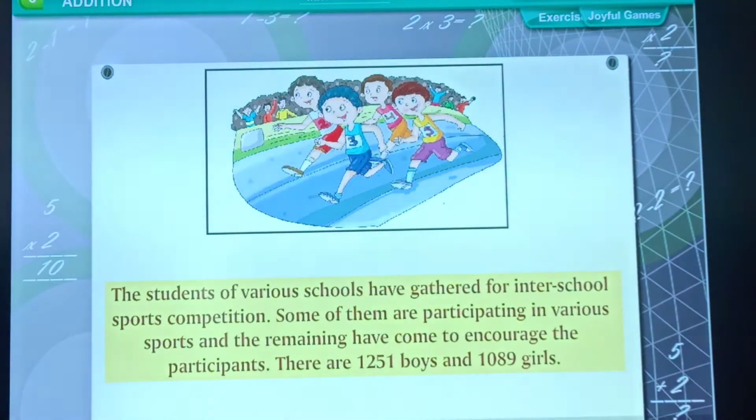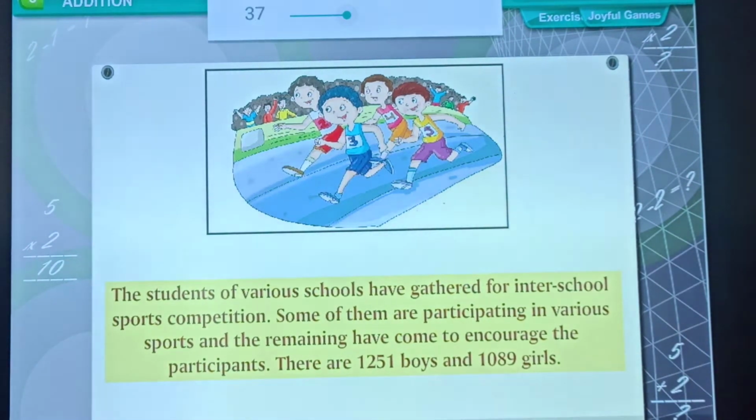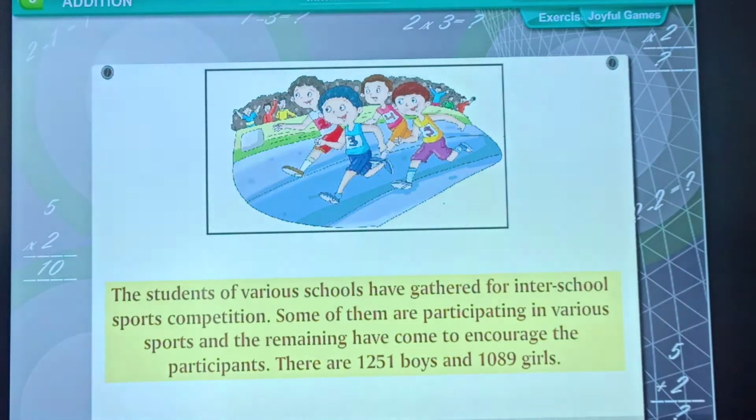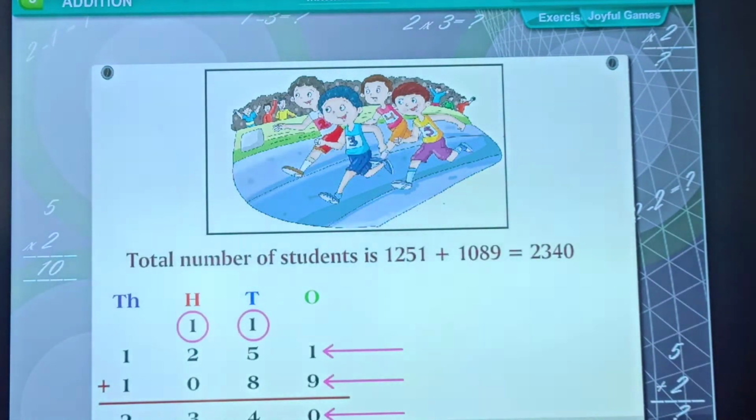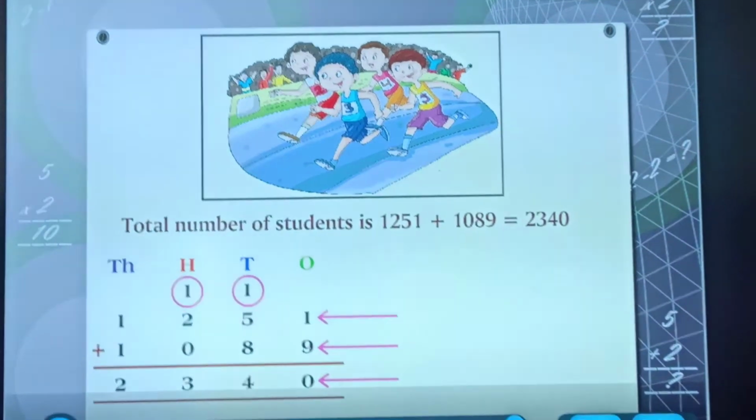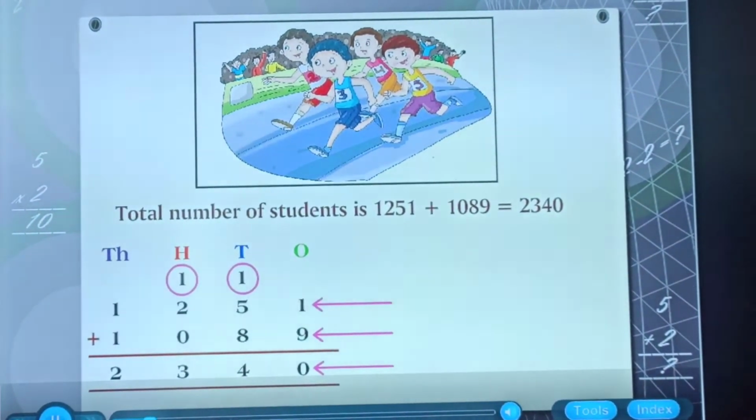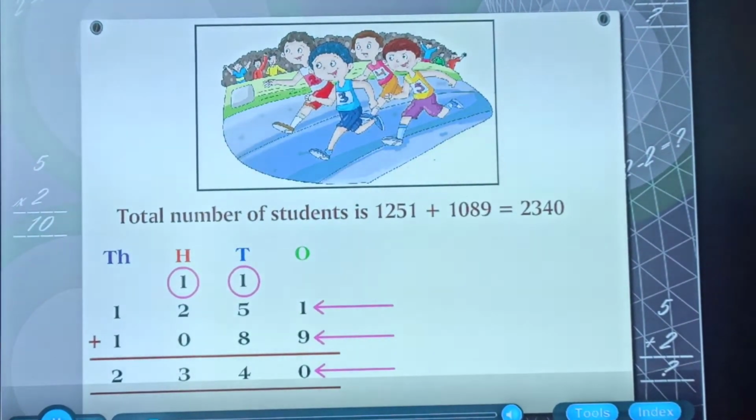The students of various schools have gathered for an inter-school sports competition. Some of them are participating in various sports and the remaining have come to encourage the participants. There are 1,251 boys and 1,089 girls. Total number of students is 1,251 plus 1,089 is equal to 2,340.